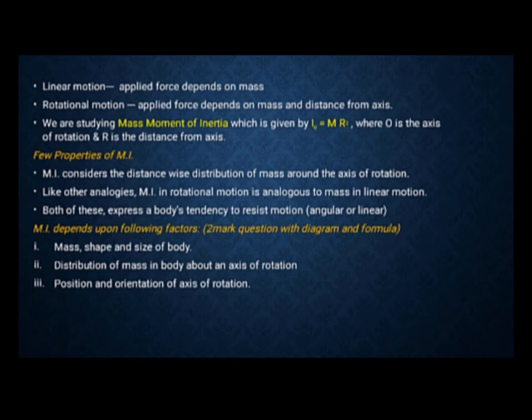MI depends upon the following factors. Those are mass, shape and size of the body, distribution of mass in the body about an axis of rotation, and third is position or orientation of the axis of rotation. This question will be asked for 2 marks with diagram and formula.